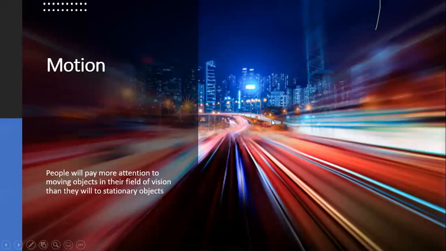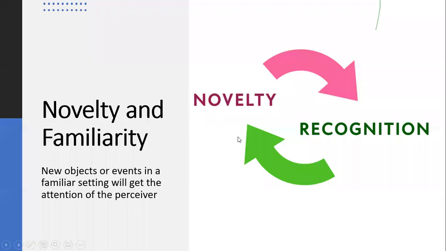Now, motion. People will pay more attention to moving objects in their field of vision than to stationary ones. You are programmed to most likely track something that is moving with your eyes, more than something that is staying still. If something is staying still, it will not necessarily call your attention as much as something that is moving about, whether fast or slow. But as long as there's motion, it's likely to catch your attention. And of course, the faster the motion, the faster you will perceive it.